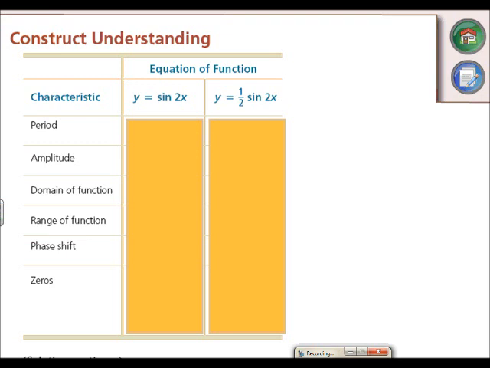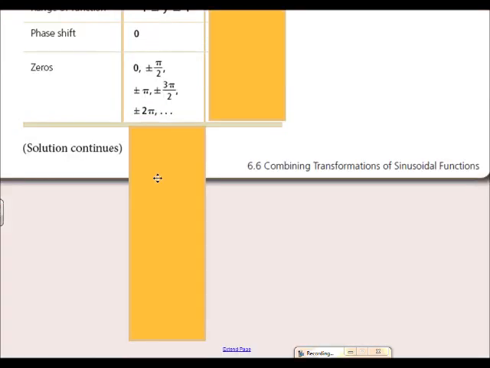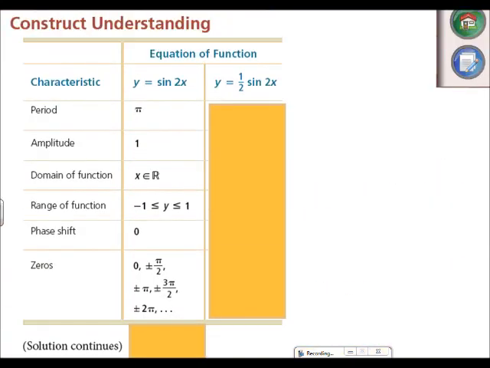Now the most important part of this is looking at the characteristics of these. So the first one, sine of 2x, the period is pi. It originally was 2 pi, but now it's pi, half of what it was originally. Amplitude is still 1. Your domain is always the domain of these ones, unless it's an application. x is all real numbers, the range. It's from the max to min, -1 to 1. Phase shift, we haven't moved it right or left. And the zeros are going to happen at all those places.